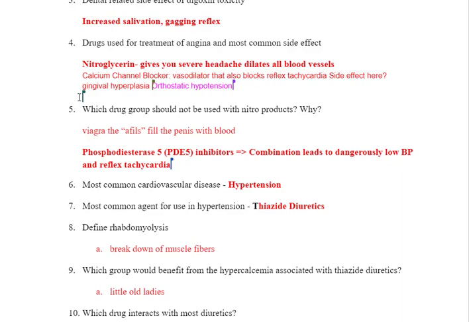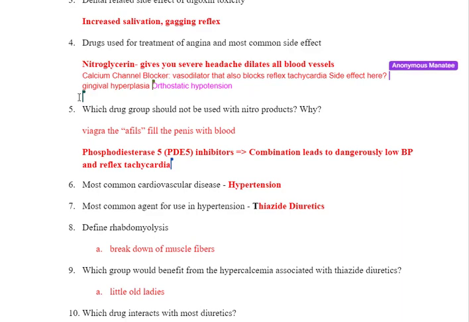I mean, every drug, you're going to get nausea, vomiting, diarrhea, dry mouth, orthostatic hypotension. But like the one with calcium channel blockers, I want you to know the drugs' names and that gingival hyperplasia is the side effect.